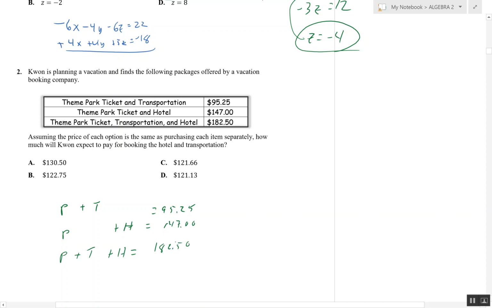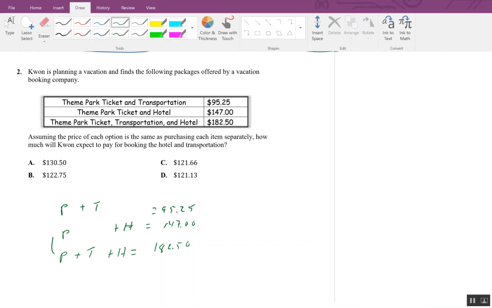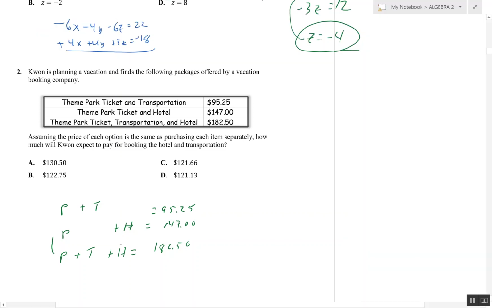$182.50. Okay, so now if I was trying to get rid of some stuff here, I'm going to take these two bottom equations and subtract them, because if I subtract just these two bottom equations, I could get rid of the P and the H, and it would tell me what T actually is. Or I could subtract, it doesn't really matter which one you want to do.